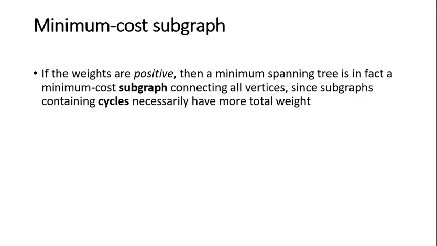So minimum cost subgraph: if the weights are positive, then the minimum spanning tree is in fact a minimum cost subgraph. If all the weights are positive, there is no negative weight, then it is a fact that the minimum cost subgraph connecting all the vertices is a tree, since a subgraph containing a cycle necessarily has more total weight. Anyway, this is the case if you have the minimum cost subgraph. Okay, minimum spanning tree: if the weights are positive and different, then the subgraph will be connecting all the vertices, and that will be the minimum.